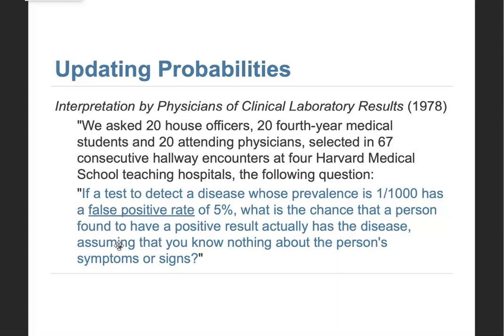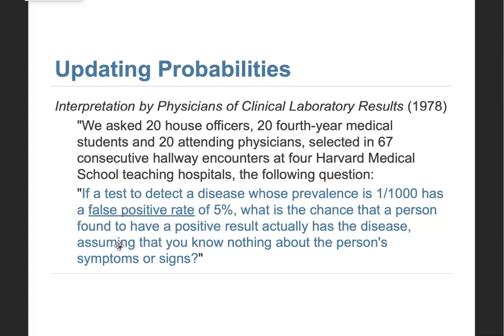Here is the question we want to answer in this lecture. This is an interpretation by physicians of some lab results in 1978. They asked different people: 20 health officers, 24 fourth-year medical students, and 20 physicians. They selected 67 consecutive hallway encounters at the Harvard Medical School. So here is the question. You can try to answer as well, and at the end we will show you the answer.